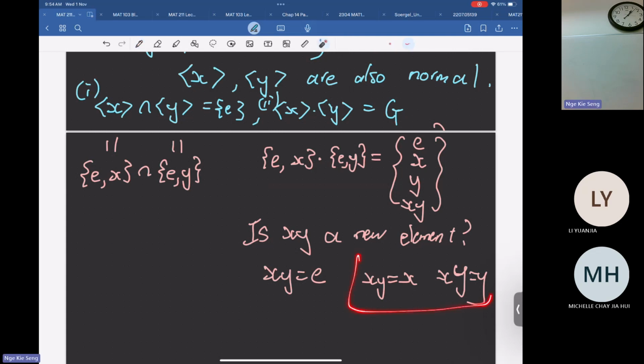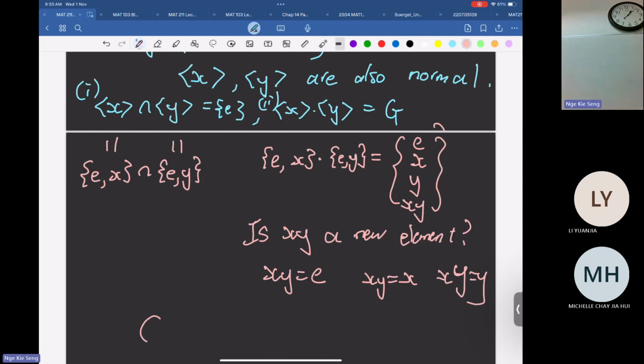Okay, so let's look at these two cases here. These two cases are easier. If these two cases hold, that means Y is the identity or X is the identity, then this is a contradiction. If this one holds, what happens? X is equal to Y inverse. That means X equals Y. Contradiction. We started with different. So XY is a new thing. X and Y are different, and E is the identity. So we get 4 elements here.